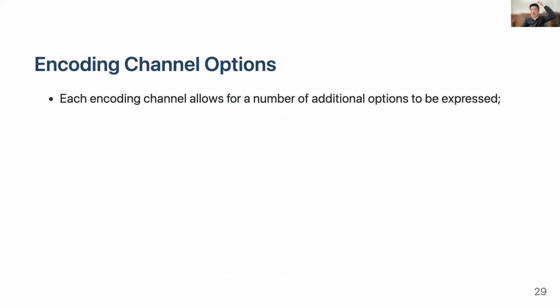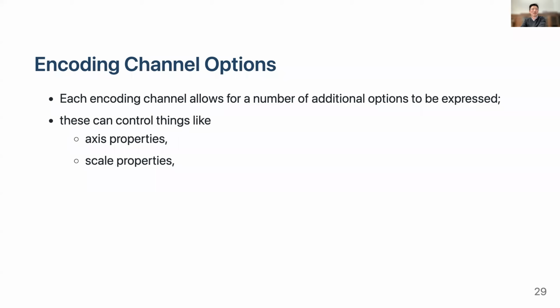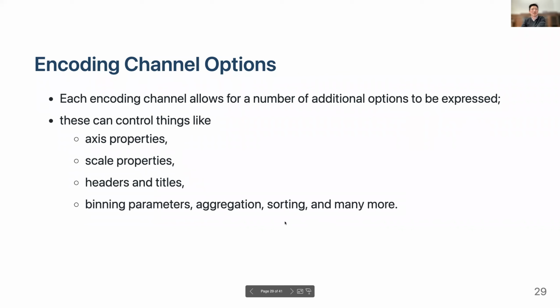Okay, and hopefully we can finish this just in time. There are other things you can control, for example, the axis properties, the scale properties, and header titles. If you're creating a histogram, you can control the binning and the size, or aggregation, for example, calculating the mean or average, sorting, and many other different things.